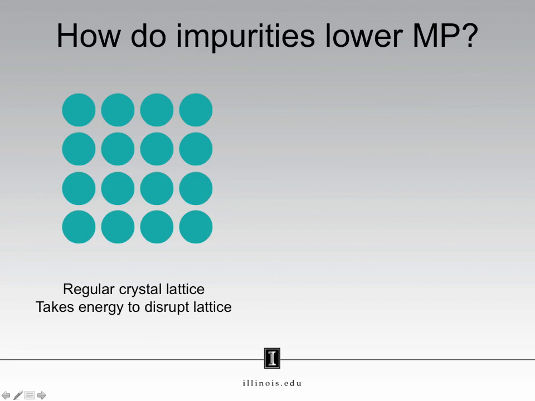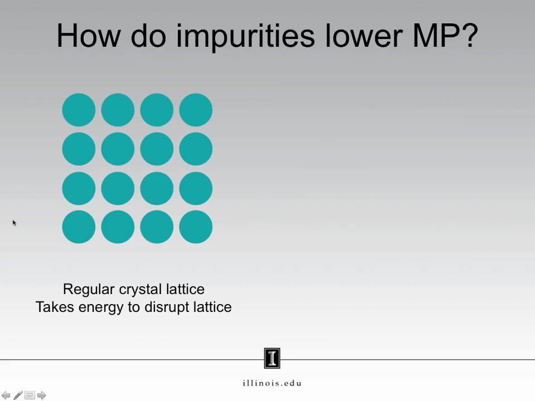This has to do with the crystal lattice of the solid. Here on this slide, we see a number of turquoise circles arranged in a regular repeating pattern. Each of these circles represents one molecule. It takes energy to break this lattice up and convert these molecules from the solid phase to the liquid phase.